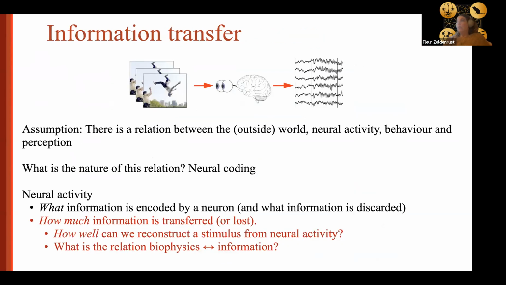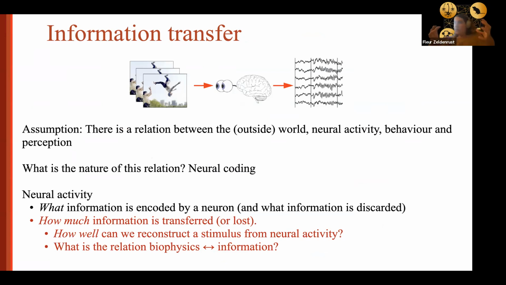What we assume in neuroscience is that there's some sort of relation between what's happening in the outside world, how I move my arms, the things that I feel with my fingers, light that hits my eyes, and the neural activity that my cortex displays. And you call the relation between these neural coding.